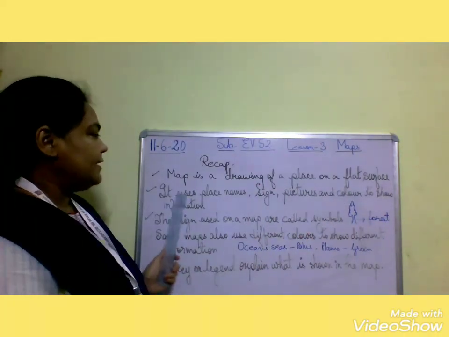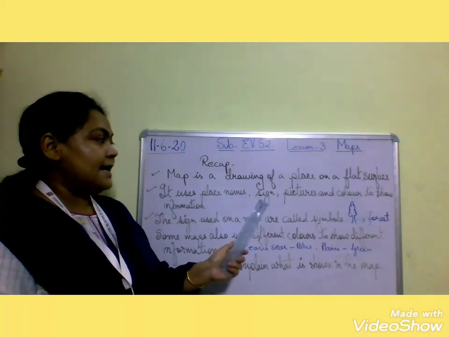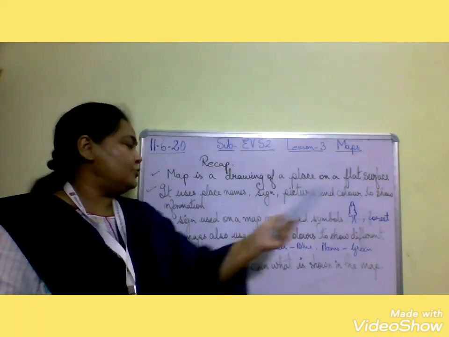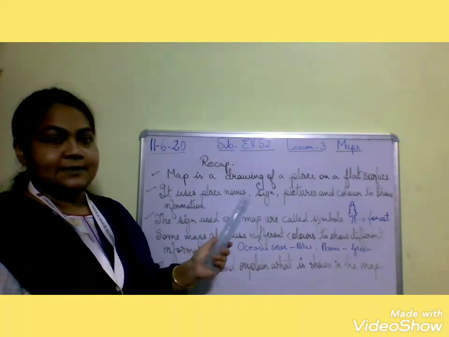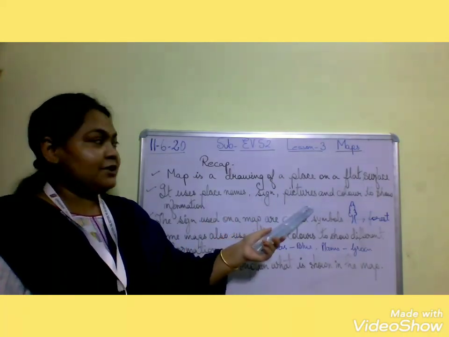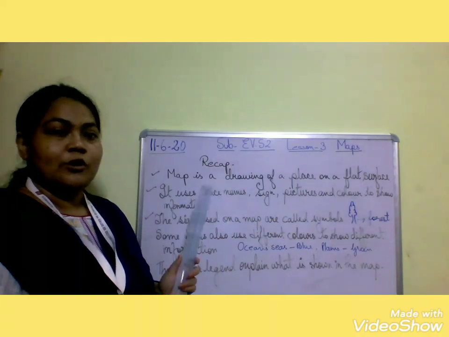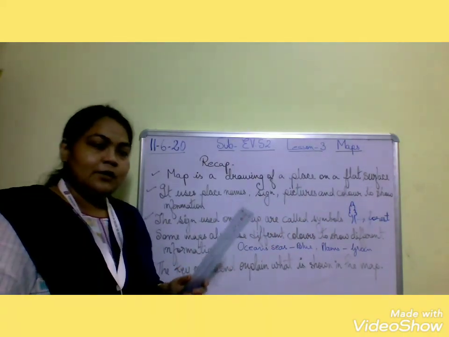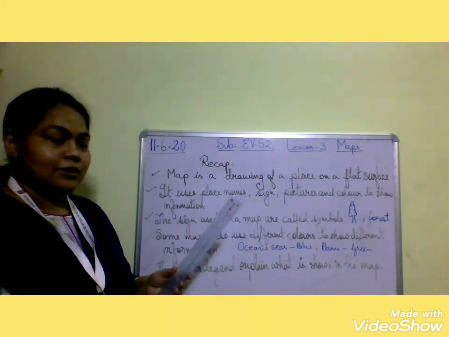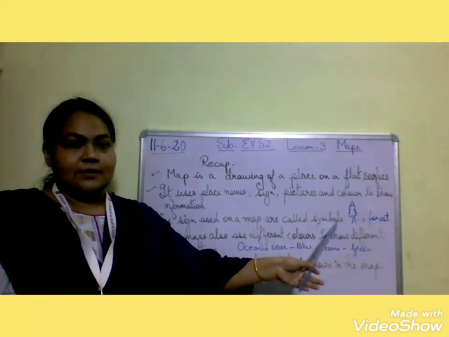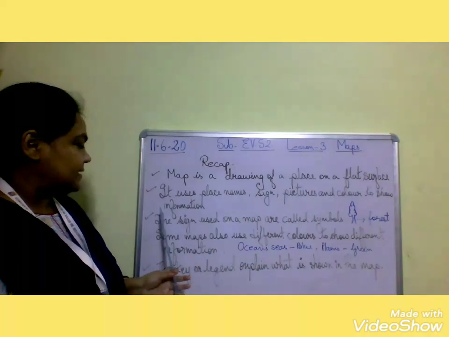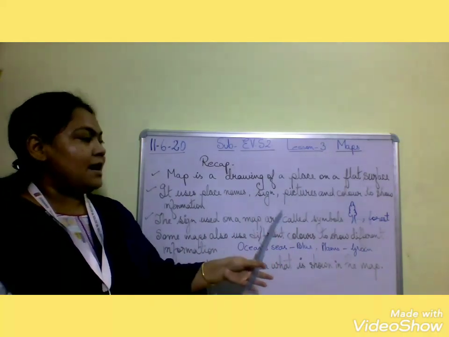Now it uses place names, signs, pictures and colors to show information. In the map you will see place names, some signs, pictures and colors to show information. They will give you information about that particular object. Then, the signs used on a map are called symbols. So the signs used on a map are called symbols.